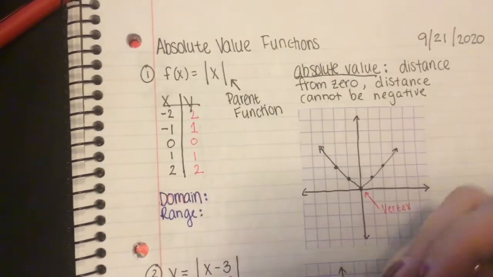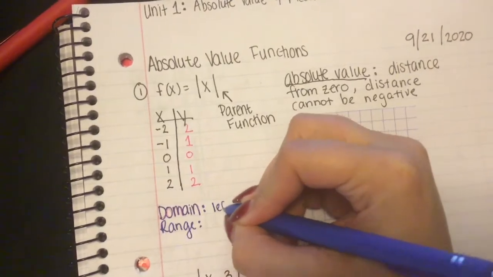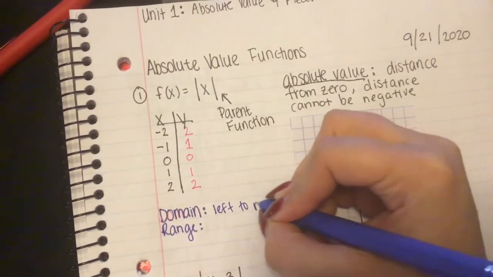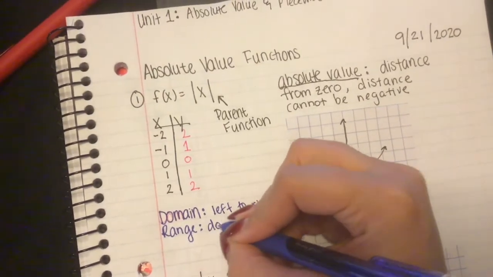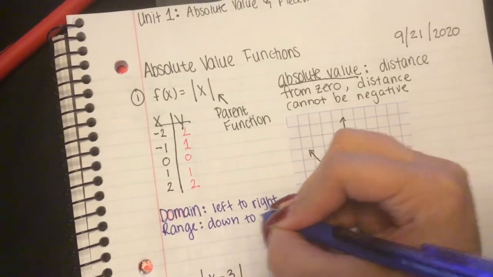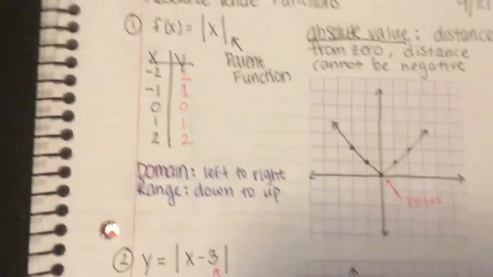We're going to look at domain and range of absolute value functions. When you're looking at domain, you want to read your graph from left to right, just like you do a book. And when you're looking for range, you're going to look at your graph like you're looking at a big tall building, starting down and making your way up.